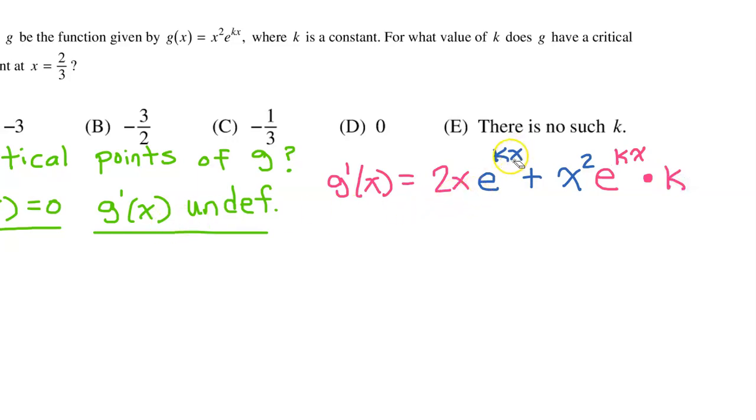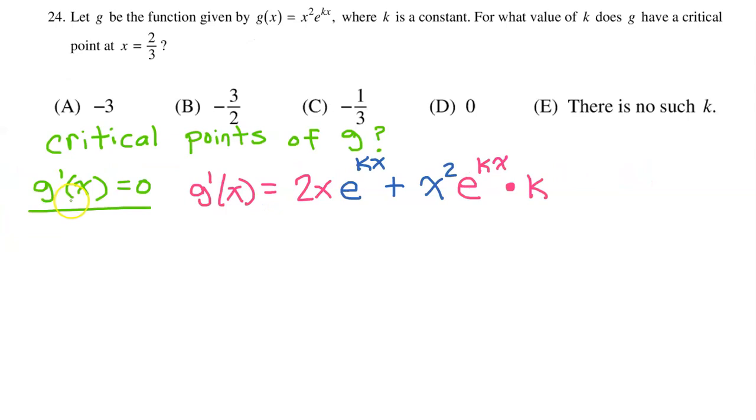Notice that there are no values of x that will cause this expression to be undefined, so we can forget about that. So the only critical points of g will be where g prime is equal to 0. And specifically, if we want a critical point at x equals 2/3, then g prime at 2/3 must equal 0. So let's substitute 2/3 in for x and set it equal to 0 and solve.